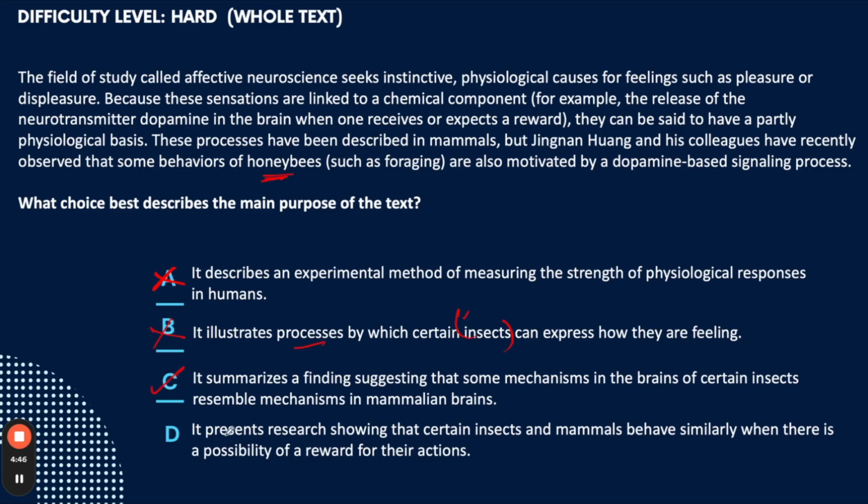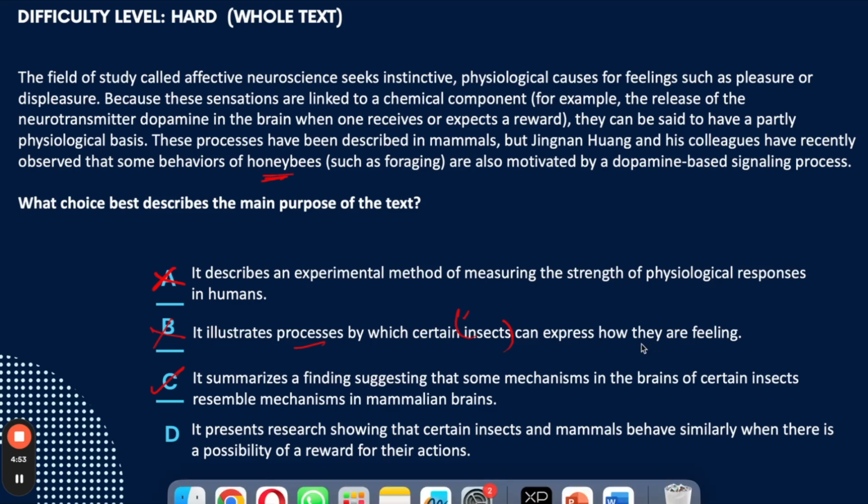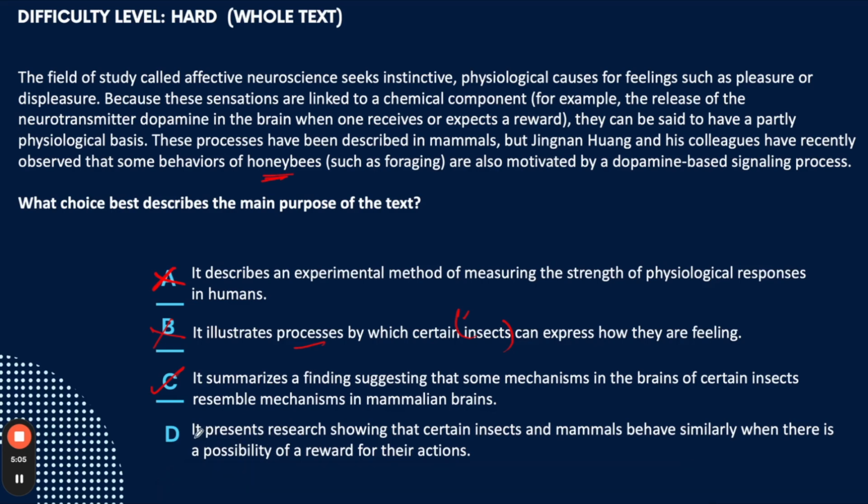Let's look at D. It presents research showing that certain insects and mammals behave similarly when there is a possibility of reward for their actions. Now, the text does mention dopamine's role in both mammals and honeybees. It doesn't specifically state that both groups behave similarly when a reward is expected. It focuses more on the psychological mechanism than the similarity of behaviors. So D is out because again this option is not the focus. This option is also irrelevant in a certain manner.